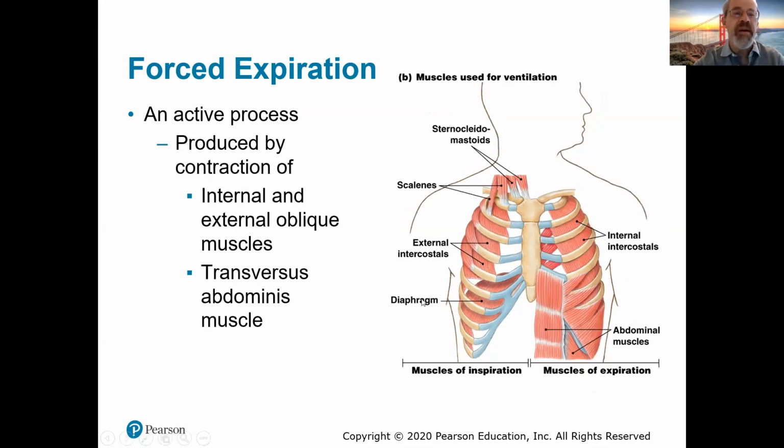And you can see right here, contraction of the internal and external obliques, the rectus abdominis, and underneath, we also have the transverse abdominis, which is the innermost layer. So all three layers of the abdominal muscles, the rectus abdominis, the obliques, as well as the transverse abdominis, which is underneath, are all involved in forced expiration.